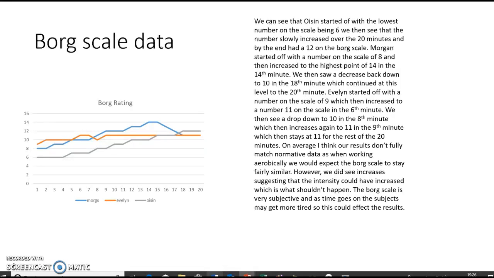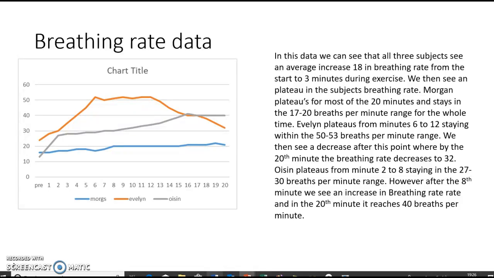However, the Borg scale was very subjective, and they could have been getting more tired as time went along, so this could affect their results. So, breathing rate data: in all 3 subjects, we saw an average increase of 18 in breathing rate from the start, from the 3 minutes. We then see a plateau in the subjects' breathing rate.